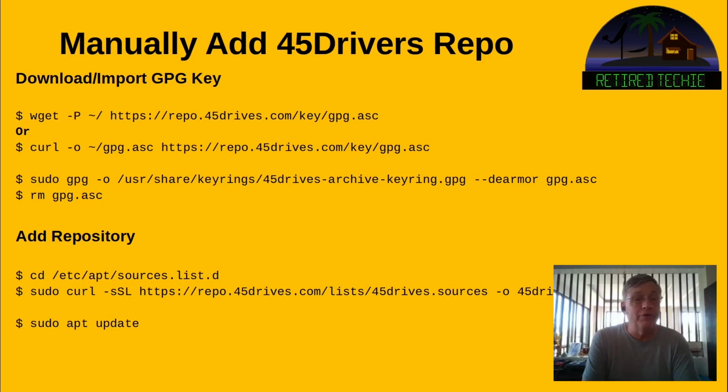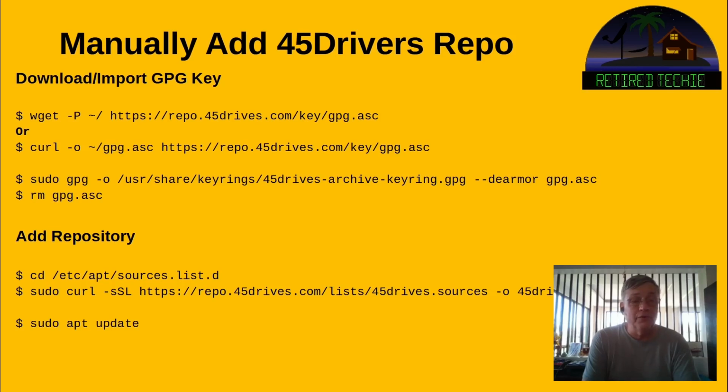I found it works better to do the -o and then the directory first and then the dearmore. Once you're done, you can remove the gpg.asc file with rm. Once we've got the key, we can then go to our /etc/apt/sources.list.d directory. If you're following this in order, you should already be there.